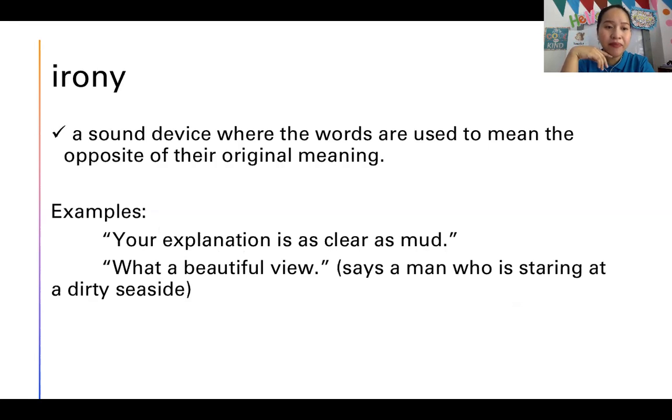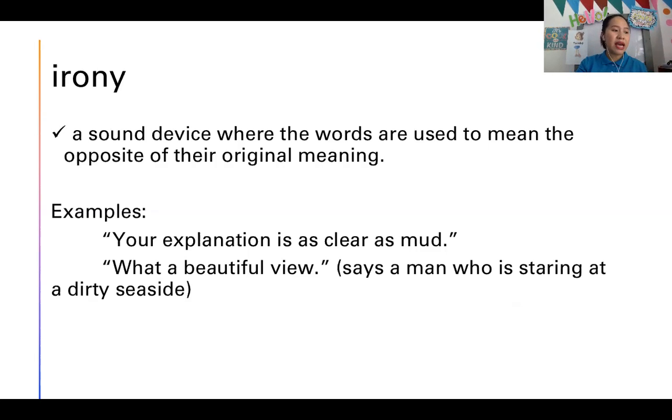You know what seaside is? The seashore, for example, when you are at the sea, near the sea. And it's so dirty. Okay, very dirty. So instead of saying, "such a dirty seaside," since irony is the sound device being used, you say instead, "what a beautiful view," but your tone is there. "What a beautiful view." Okay? But what you are looking at is dirty. It's just reversed. Do you follow?